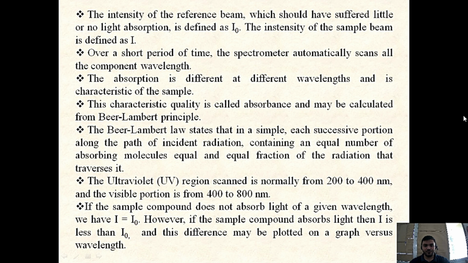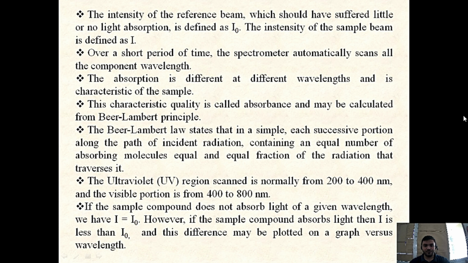The characteristic quantity is called absorbance and may be calculated from the Beer-Lambert principle. The Beer-Lambert law states that in the sample, each successive portion along the path of incident radiation containing an equal number of absorbing molecules absorbs an equal fraction of the radiation that traverses it. The ultraviolet region scan is normally from 200 to 400 nanometers and the visible portion from 400 to 800 nanometers.